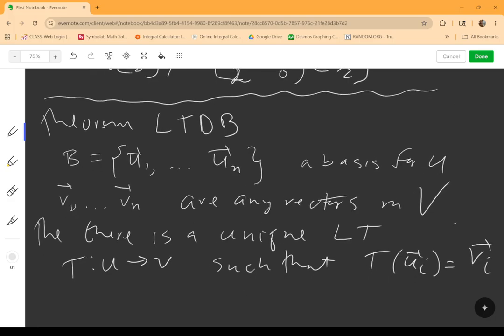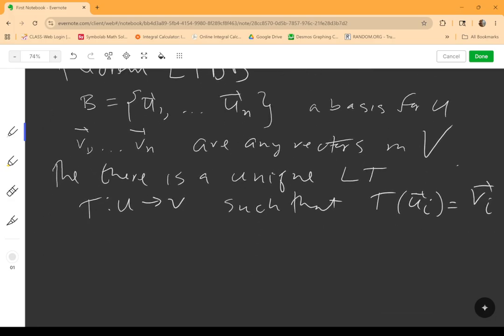Okay, so think of it like this. Let's say that w is an element of the vector space U. Now I know the set B is a basis, so w must be able to be written as a linear combination of those vectors.